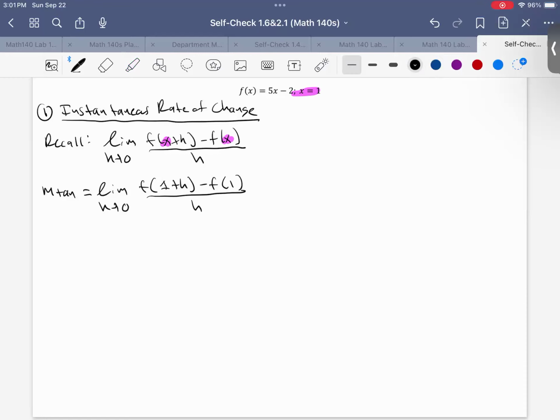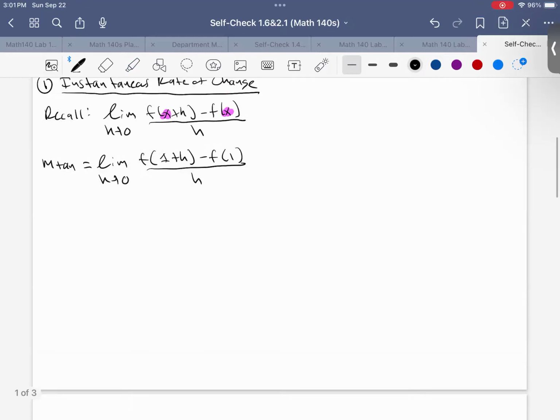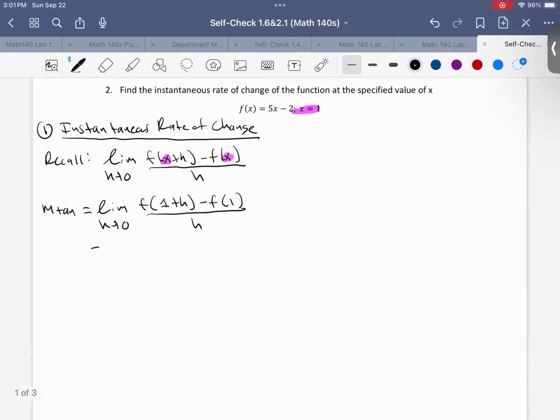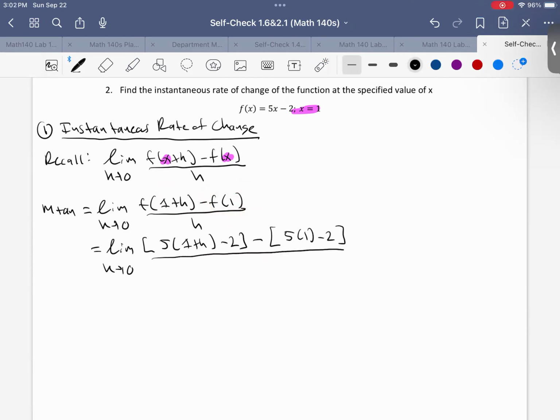Okay, so let's just keep going. And so this becomes the limit as h goes to 0. And this whole 1 plus h is our input, so we're going to plug it in wherever there is an x. So this first part here is 5 times 1 plus h minus 2, minus the second part here, and you're just plugging 1 into the function. So f of 1 is 5 times 1 minus 2, still all over h.